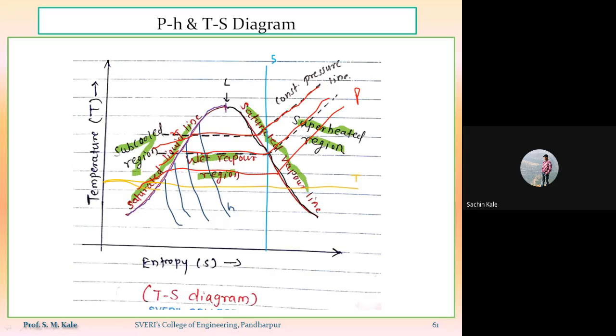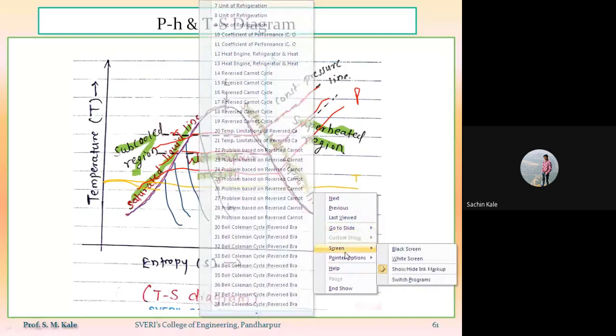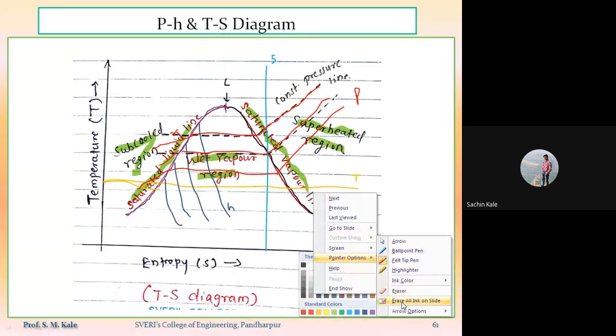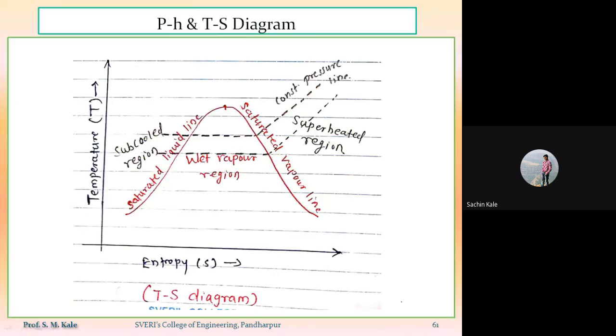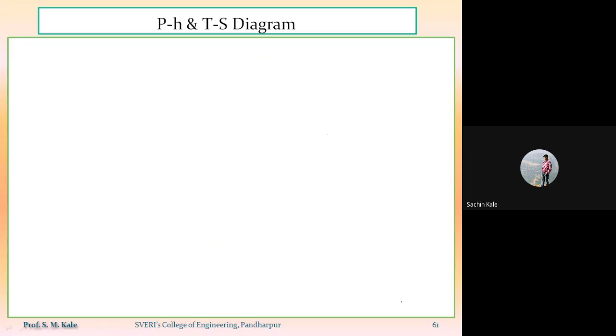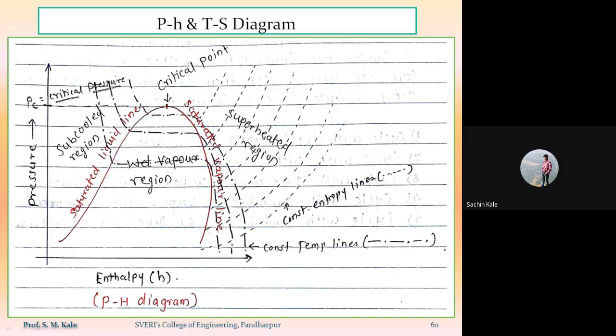Now we have to draw the pH and TS diagrams for the simple vapor compression refrigeration system. But before drawing those, first of all you have to note down the nature of the pH and TS diagrams. So write down the next line. Last time you drew the simple VCRS system. Have you drawn the diagram?